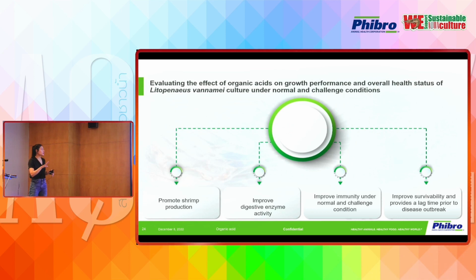So just to sum up this trial, we saw promoted shrimp production, improved digestive enzyme activity, improved immunity under normal and challenge conditions, and we saw improved survivability and a lag time of 6 days until mortality began when adding 2 kg per metric ton of organic acids.